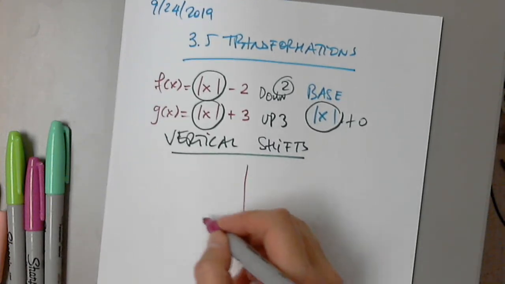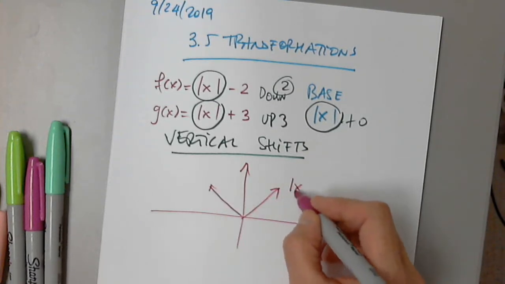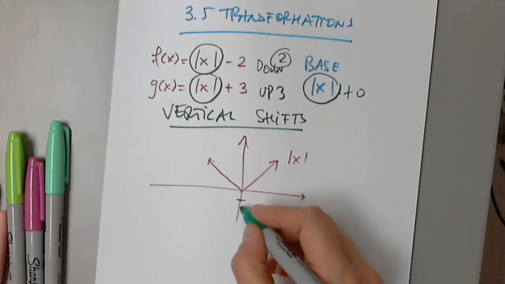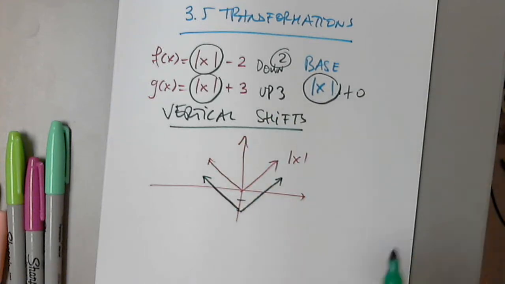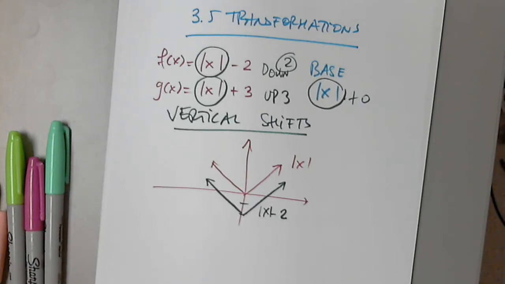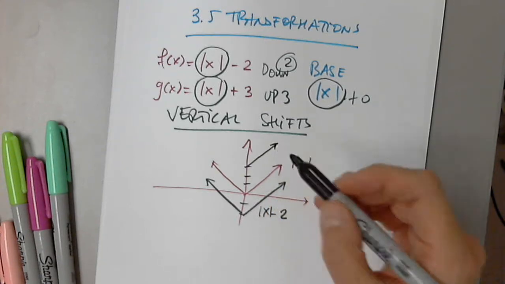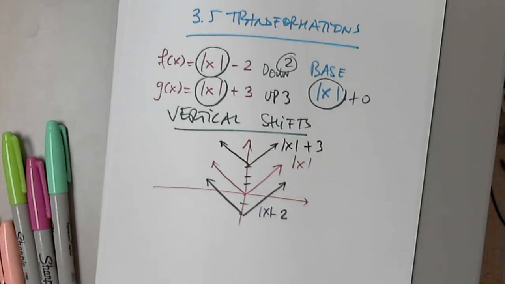Yes, you will be asked to graph the base function, which is the absolute value of x. Then you will graph the absolute value of x minus 2. Make sure that they are all parallel. So this is the absolute value of x minus 2, and up 3 will be this graph. 1, 2, 3. Make sure they are parallel to the original function. So this is the absolute value of x plus 3, and this completes the vertical shifts, either up or down.